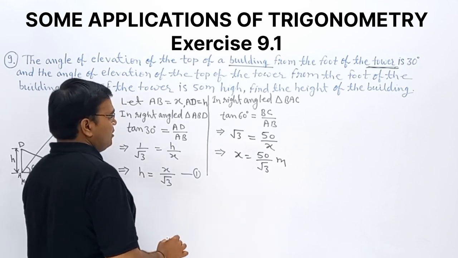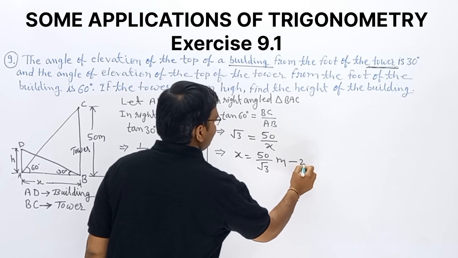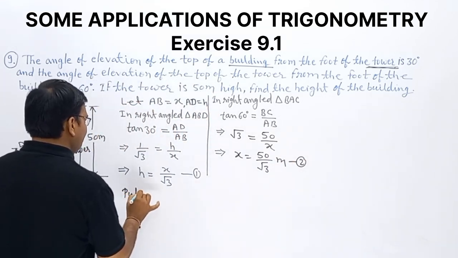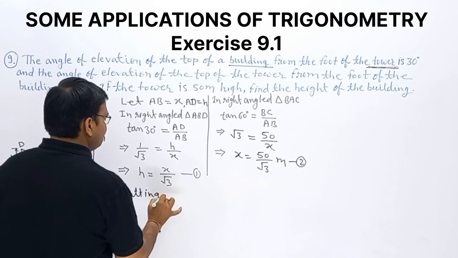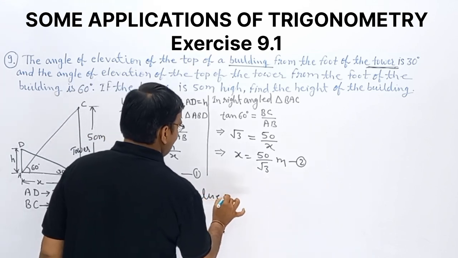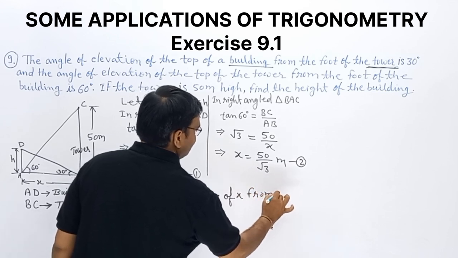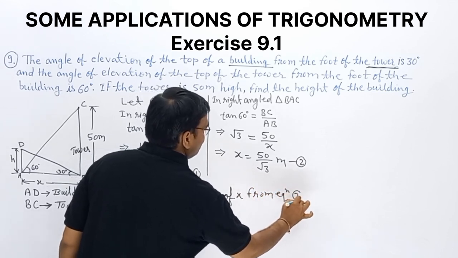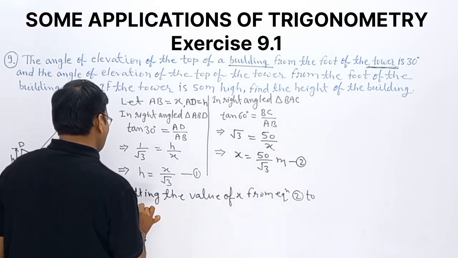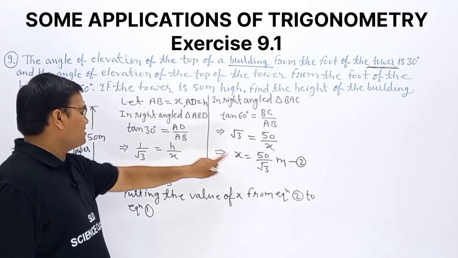So what can we say? We can write equation number 2, putting the value of x from equation 2 into equation 1. What we are doing, we obtain the value of x.